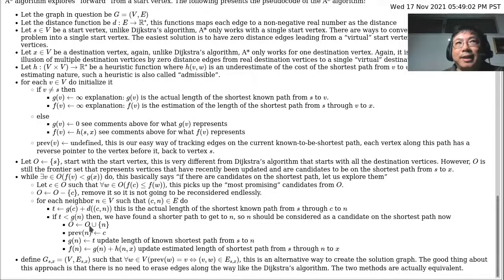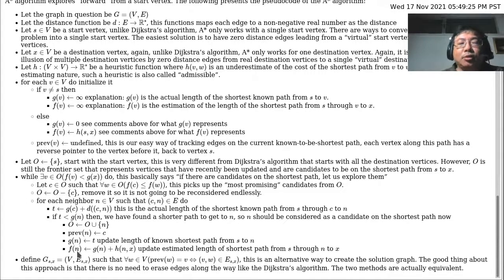We just updated the g value of n, which potentially means all the outgoing edges of n can also result in shorter paths to the vertices that n can touch. So that's why O is getting a union with vertex n in its own set. We also want to update all the f values.